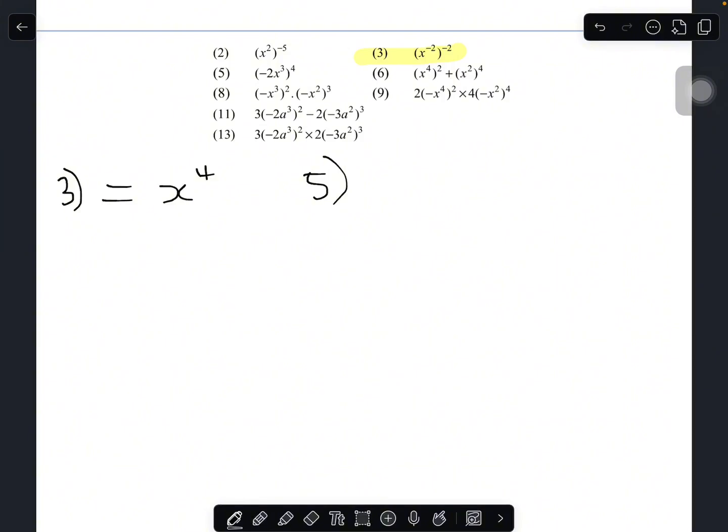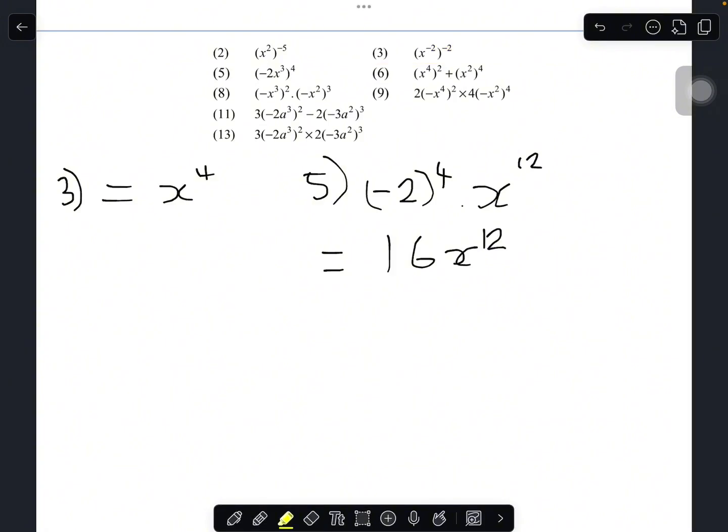And now 5, we're going to be applying this property where we multiply each of the terms by the exponent on the outside. So I'm going to have negative 2 to the power 4 times x to the power 12. Now if you go into your calculator and you put negative 2 to the power 4, you'll see you'll get 16 there, and it'll be a positive 16, and you get x to the power 12.